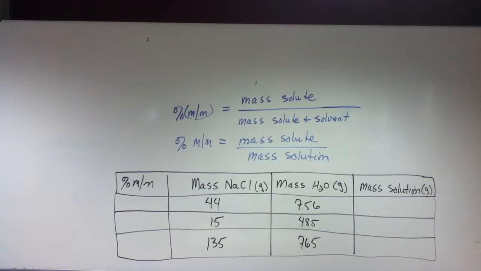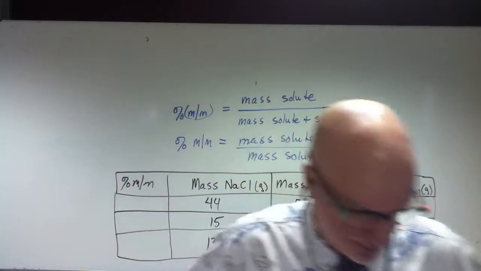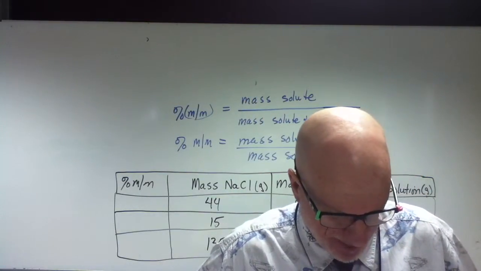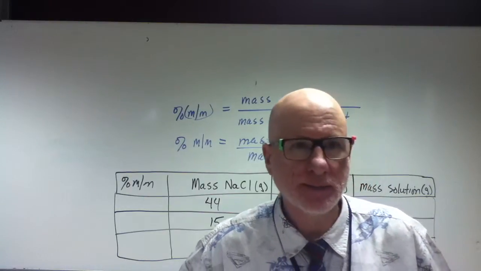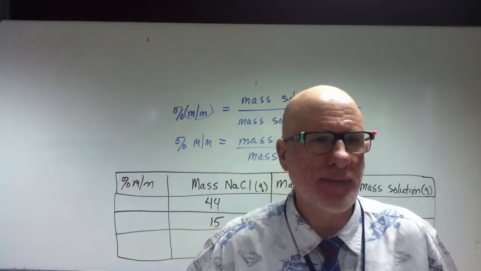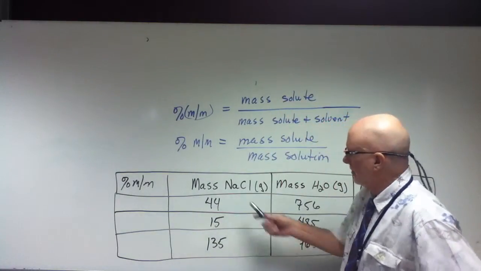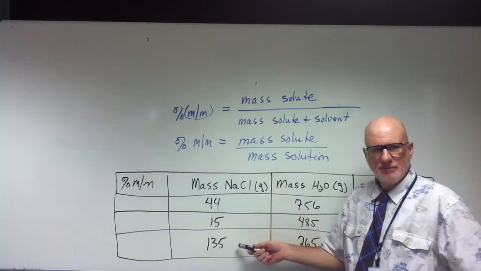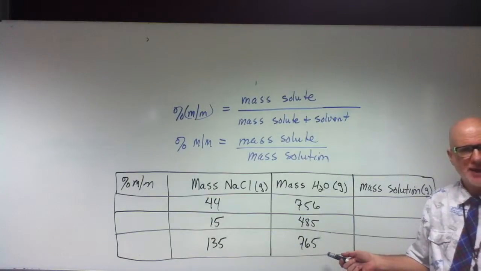All right, the next one is going to be, I'll read it to you. It says, write the percent by mass of sodium chloride in each of the following solutions. Everything all right back there? Okay. So this is going to be mass of sodium chloride is given, and the mass of the water is given. Right? Now, you got your calculators out? You're going to help me out here?